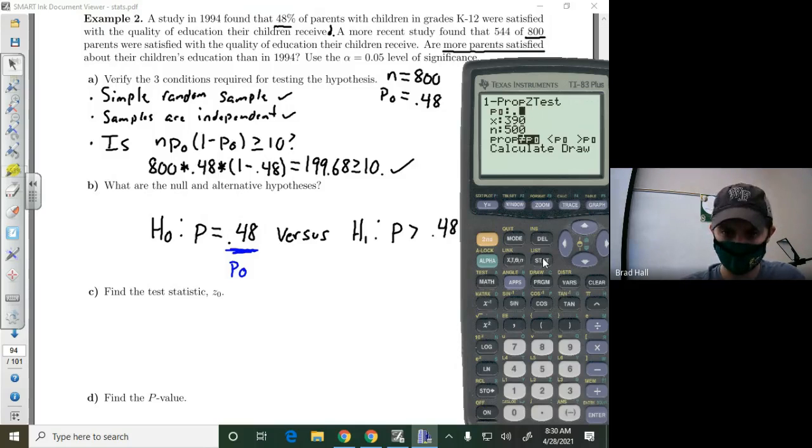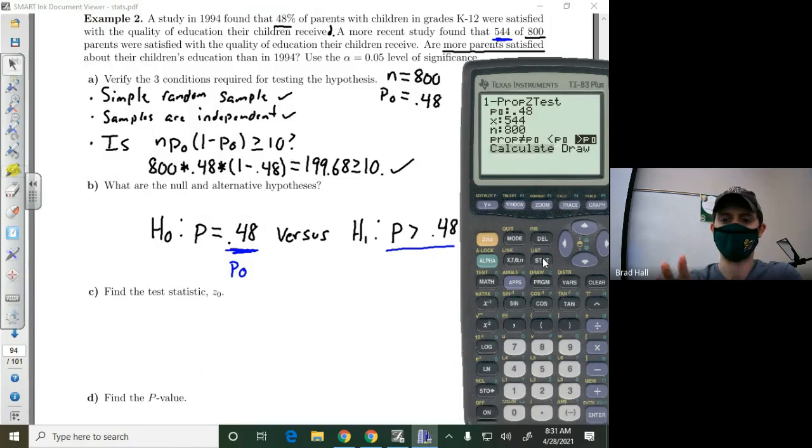So 0.48. X here was the number of people who shared a certain characteristic. That's 544 of the 800 people in total. And as far as the proportion tail characteristic, again, the alternative hypothesis always tells us which inequality to use. We use a greater than symbol.